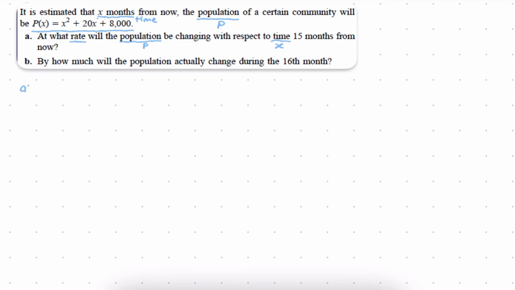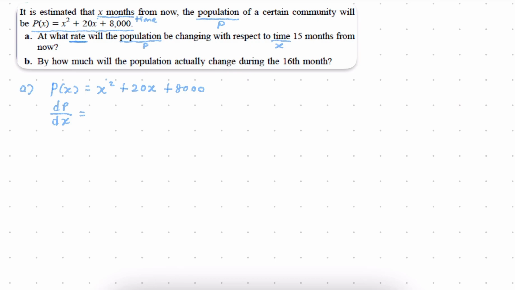So for question A, given this function P(x) is equal to x squared plus 20x plus 8,000, I recopy it again from the question. The question asks to find the rate, which means we need to find P and x, so it's dP over dx. Left-hand side P, right-hand side x, is dP/dx. So we do the necessary differentiation.